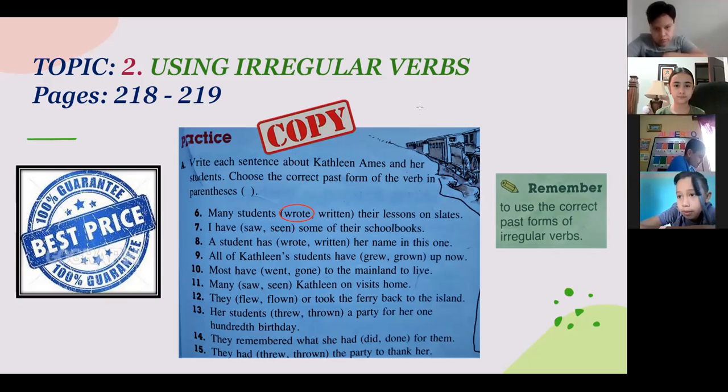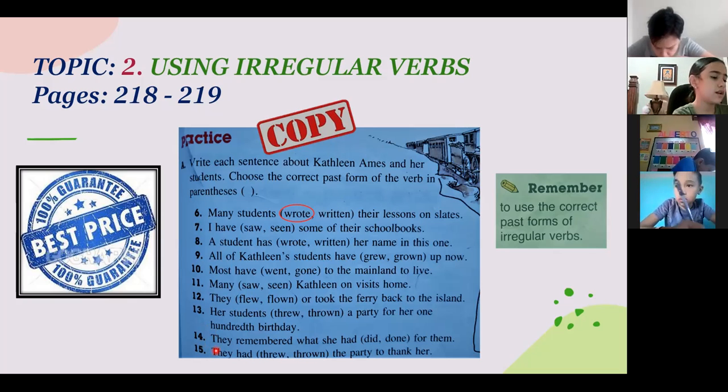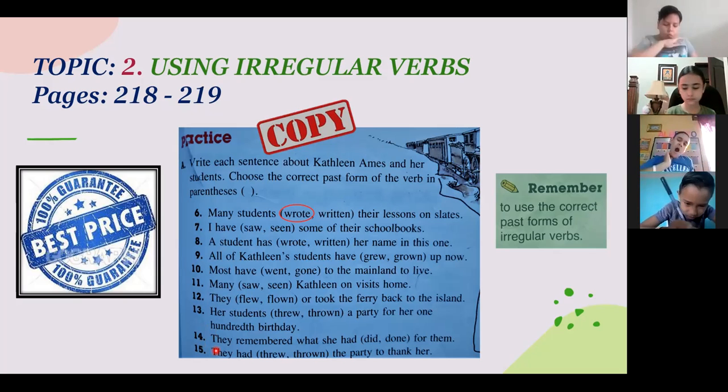Everything from 6 to 15. Everybody write down the sentences from 6 to 15. We're going to choose the verb, the past tense, if it is the past simple or the past participle.